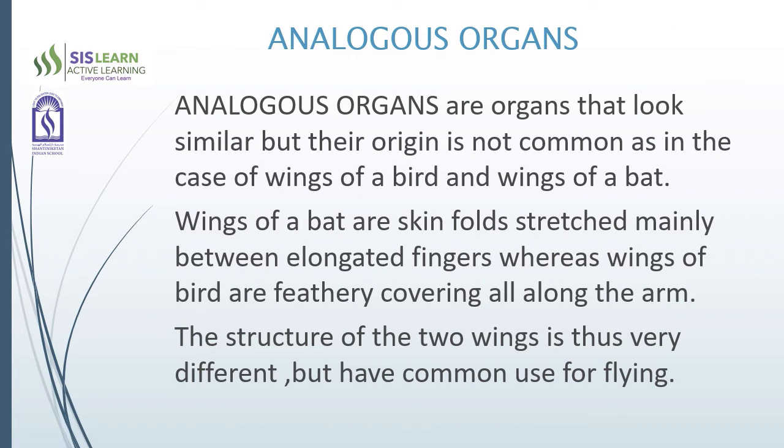Analogous organs look similar but their origin is not common, as in the case of wings of a bird and wings of a bat. Wings of a bat are skin folds stretched mainly between elongated fingers, whereas wings of a bird are feathery, covering all along the arm. The structure of the two wings is thus very different but they have a common use for flying.